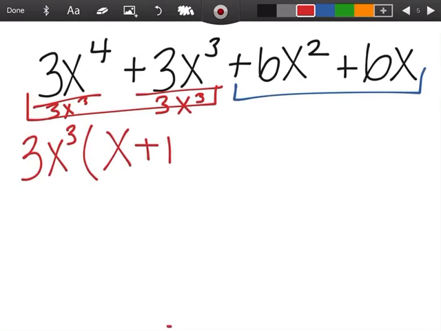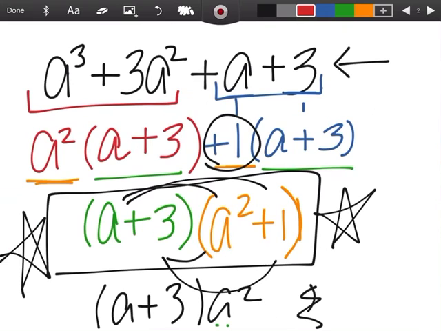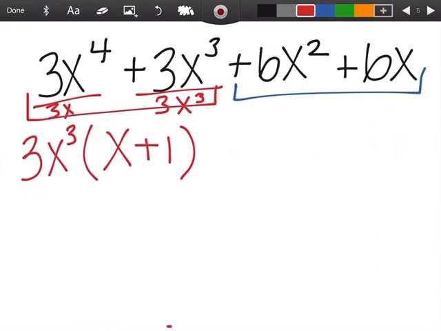3 divided by 3 is 1. x to the 3rd divided by x to the 3rd is 1. So as important as the other 1 was, we needed that as kind of the placeholder. I didn't want to forget about this one. I also don't want to just ignore that one. I need to keep that +1 there.